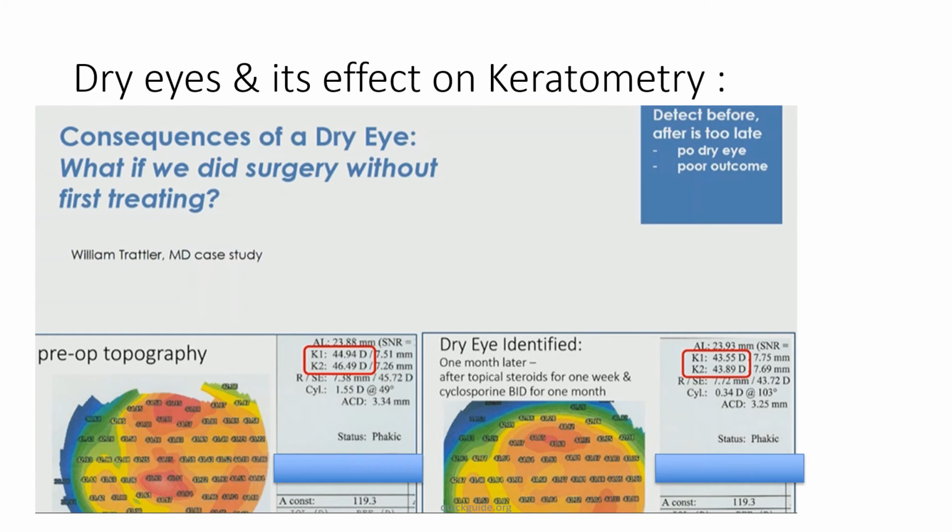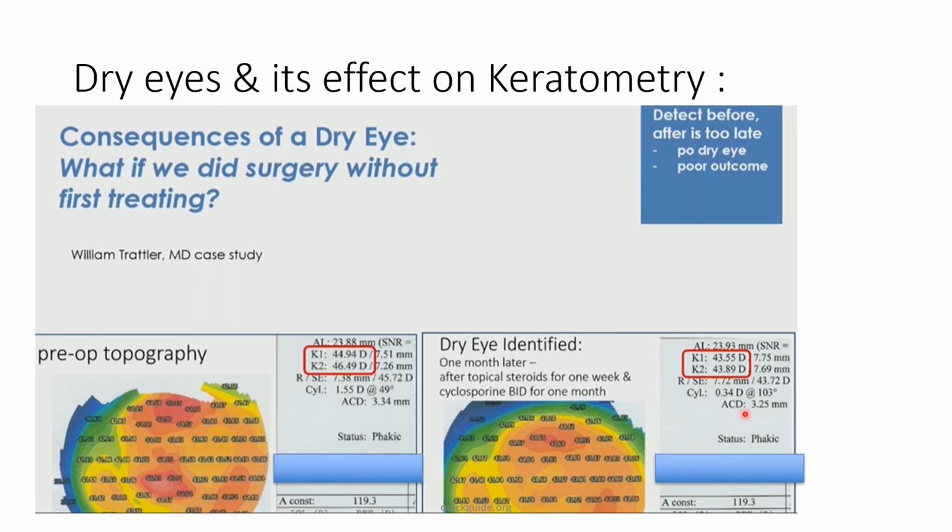Talking about dry eyes, this example that is given by William Trattler is very important. On the left, you can see that the patient has 1.55 diopters of cylinder, right? And this may call for a toric lens. You may want to go ahead and implant a T4 lens, typically, in these patients. But a dry eye was identified, and when the patient went through 1 month of dry eye treatment and then did a topography, the patient had almost no cylinder at all.